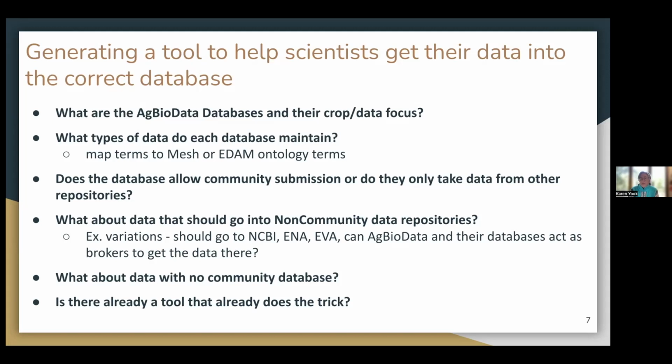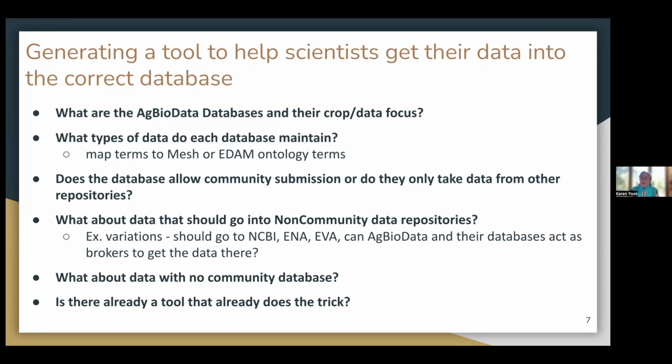As you know, everybody in their own communities uses their own terms. So one thing that was really important is to make sure that we were all talking about the same type of things. In order to do that, we mapped all the data type terms that all the databases use, and we matched them to MeSH terms or EDAM ontology terms. EDAM is an ontology for conceptual biology and bioinformatics. So I think going forward, this is going to be an important thing to do.